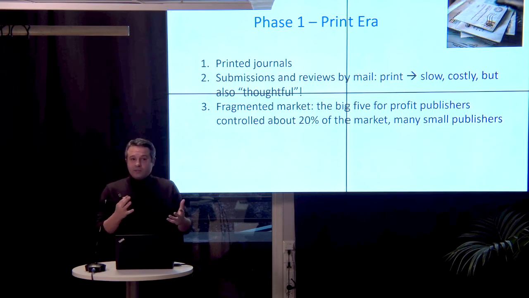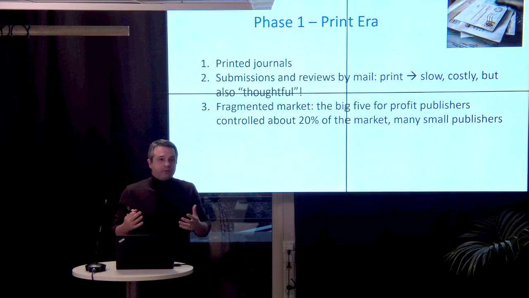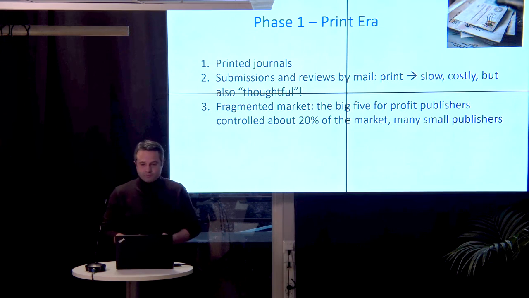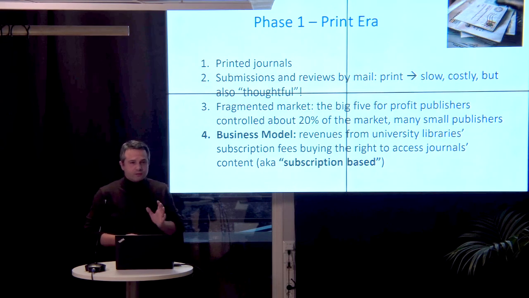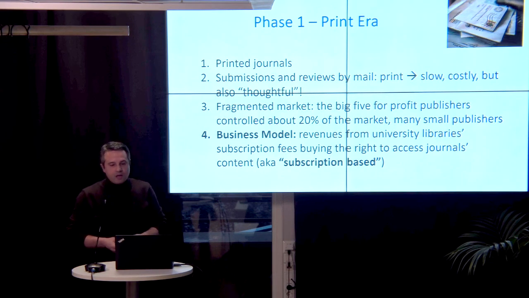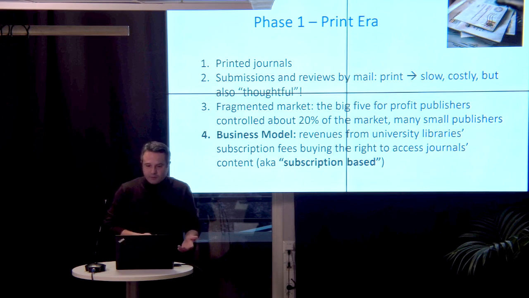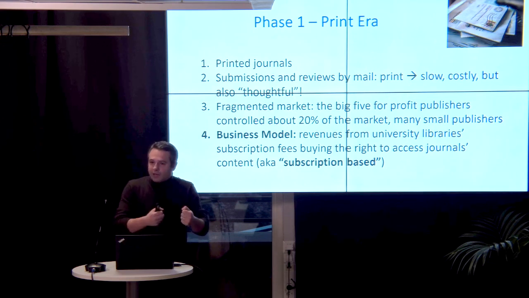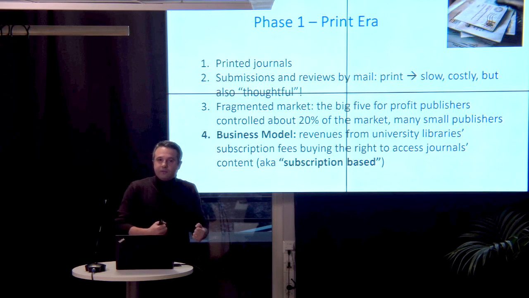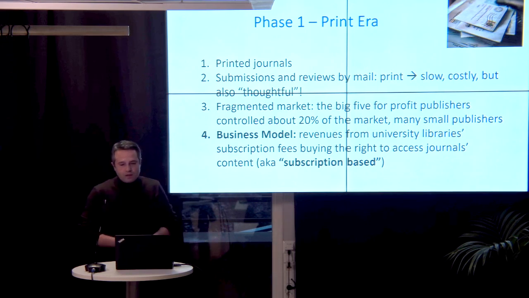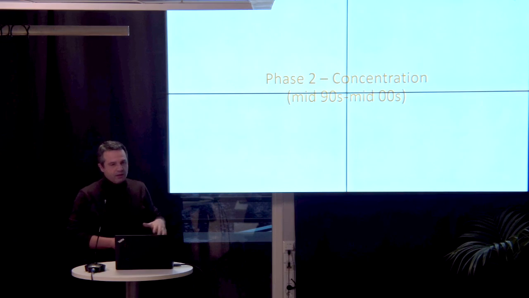controlled around 20% of the market. There were many small publishers. And the business model, this is the first time I mention the business model, consisted of the so-called subscription-based business model, which means revenues derived from subscription fees of mostly public libraries buying the right to access and read the manuscripts for their members.